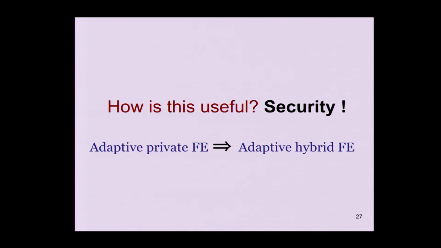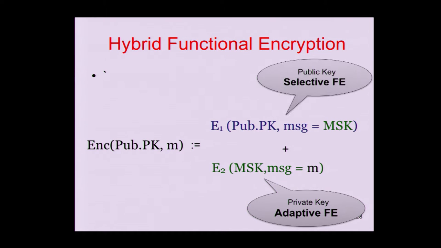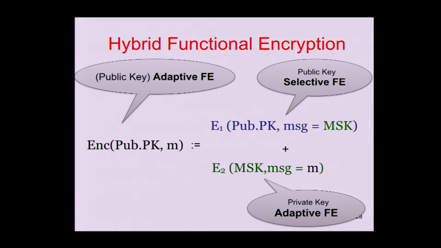I'll show you how, if you start off with a private key FE scheme, which was adaptive, you will end up with a hybrid public key FE scheme, which will be adaptive. To be more precise, I'm going to have the same system, but I'm going to replace this private key FE by adaptive FE, and I'm going to replace the public key FE by a selective FE. I don't even need an adaptive FE. But the result will be an adaptive FE scheme, and this will be public key.